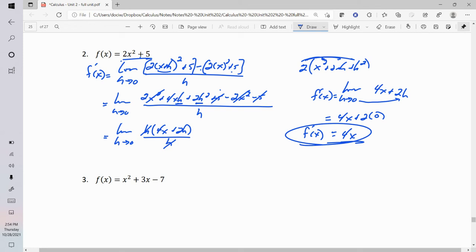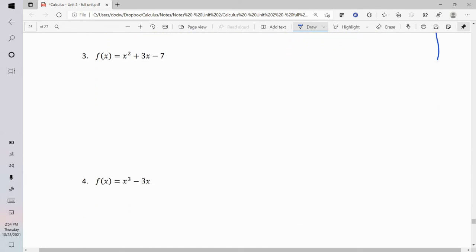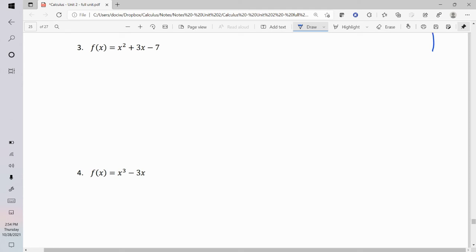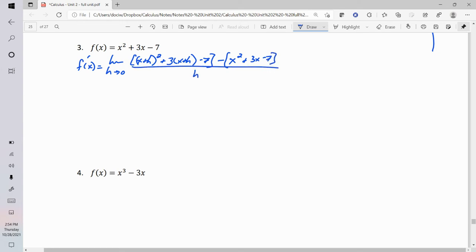Okay. Let's do another example. Number 3. If f of x equals x squared plus 3x minus 7, then the derivative of f of x will equal the limit as h approaches 0 of f of x plus h. So x plus h squared plus 3 times x plus h minus 7. That's f of x plus h minus f of x, all divided by h.